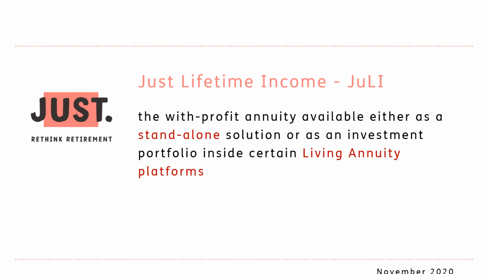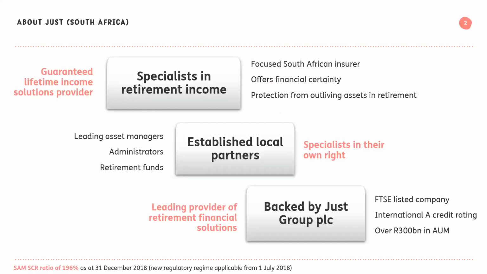Our flagship product is called Julie, which stands for Just Lifetime Income, which is a guaranteed life annuity. Before I go into explaining the product, I'd just like to spend some time sharing a little bit of information about our company. We're not a household name in South Africa, but we certainly are well known in the UK market, where we are a listed financial services business on the UK FTSE, one of the top 250 companies, and we specialize in building retirement income solutions. That's all we do. We don't do investments and we don't do administration.